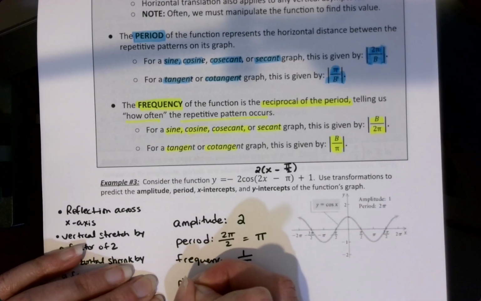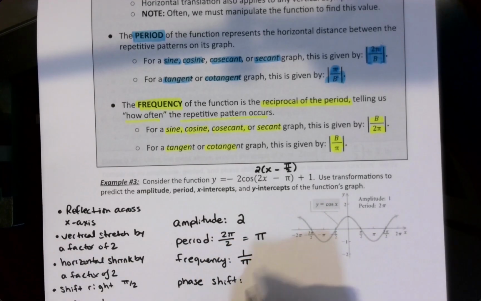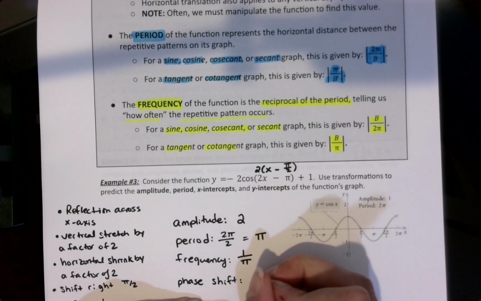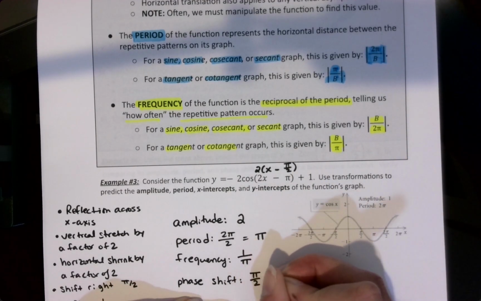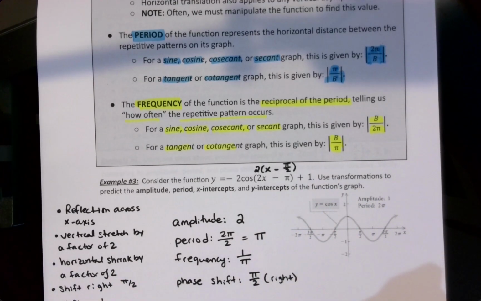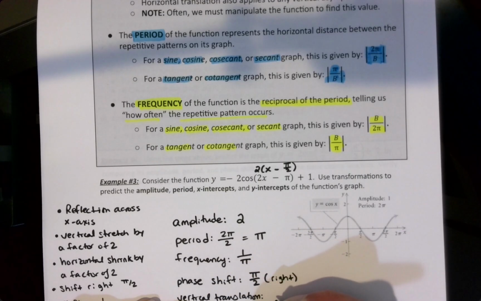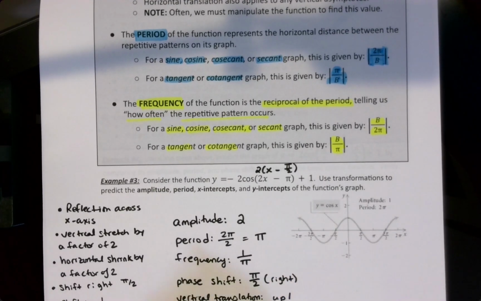To get our phase shift, I'm just going to back up the list now. The phase shift is the amount shifted to the left or the right. So the phase shift is going to be pi halves, and that was a shift to the right. So it's positive because I went to the right. If it had been a shift to the left, I would have said negative pi halves. And then the vertical translation. That's up 1 from our shift up 1.